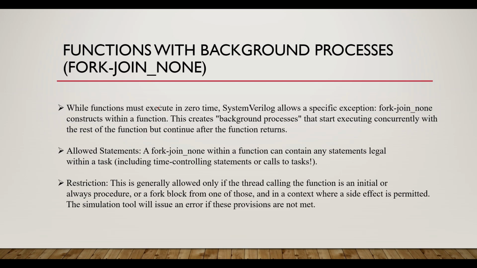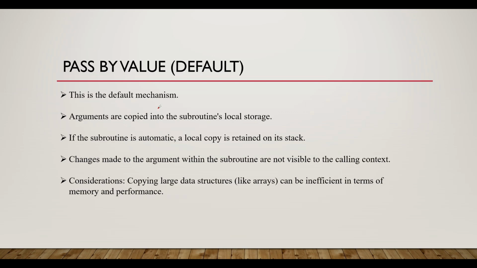Now, the allowed statements: your fork join none within a function can contain any statement which is legal within a task. Its restriction is that it is generally allowed only if the thread calling the function is in an initial or always procedure, or in a fork block from one of those. In a context where a side effect is permitted, the simulation tool will issue an error if these provisions are not met. I hope it is clear.